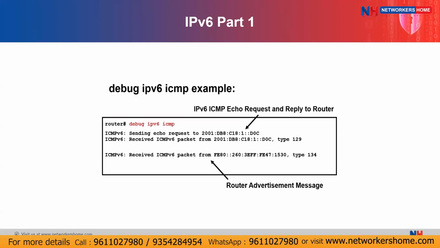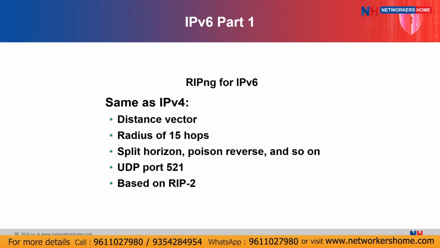So IPv6 ICMP echo request and reply to the router, and then it receives a route advertisement message, a received ICMPv6 packet, and from this information it shows the type. Either it is type 129, that is echo request, and for the reply part, type 134.